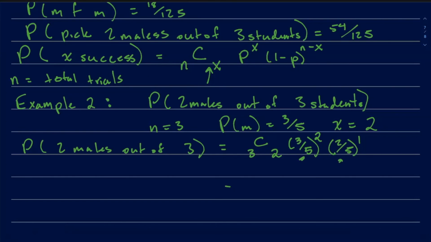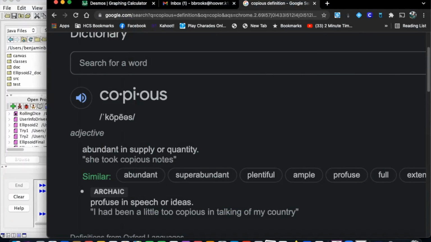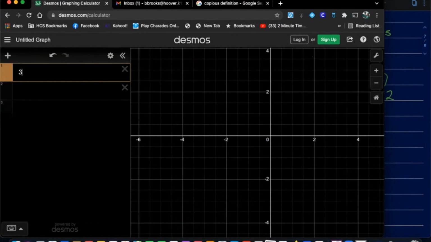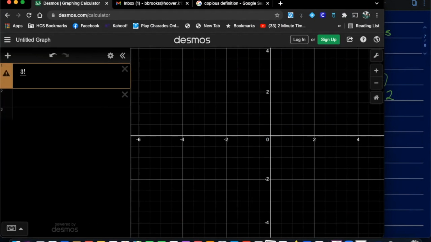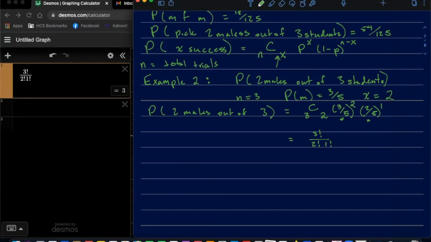All right, so then we walk through it. The combination 3 choose 2 would be 3 factorial over 2 factorial times 1 factorial, which, if we use Desmos, comes in handy here. We've got 3 factorial, or, as some people like to say, 3. It's lame, but still. All right. And then times 3 over 5 squared. So we'll do that.